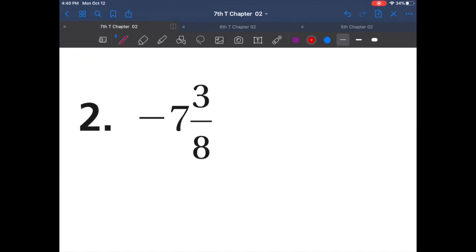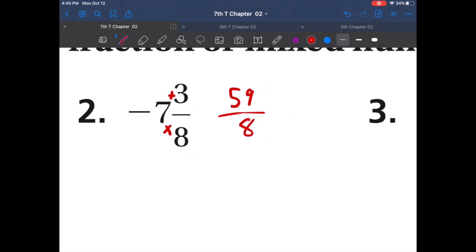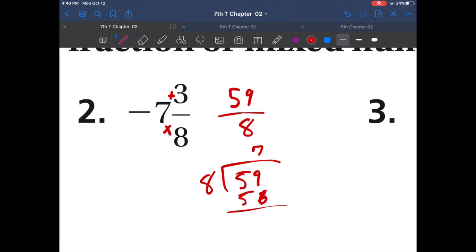Let's try another one. So first things first, we need to turn this into an improper fraction. 8 times 7 is 56. And then 56 plus 3 is 59 over 8. Now we just need to divide. So 59 divided by 8. Can 8 go into 59? Yes, it can. 7 times 8 is 56. Subtract that, you get 3. Can 8 go into 3? No, it can't. Bring down a 0. Can 8 go into 30? Yes, it can. 3 times. 3 times 8 is 24. Subtract that, we get 6.